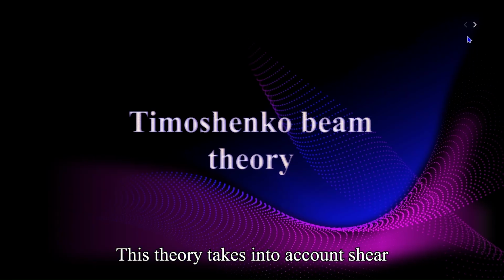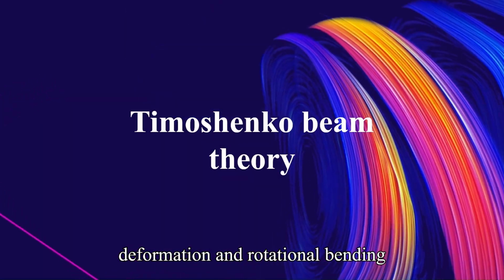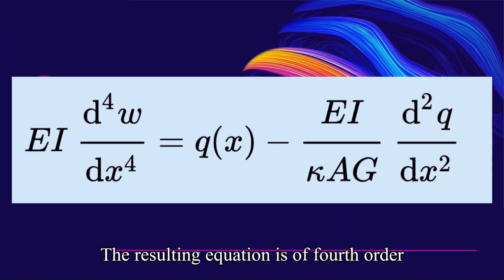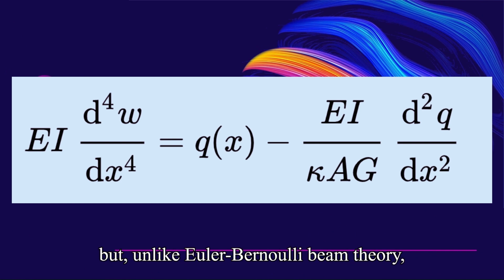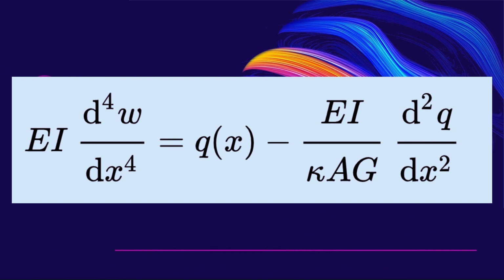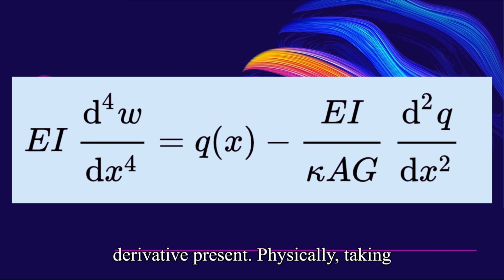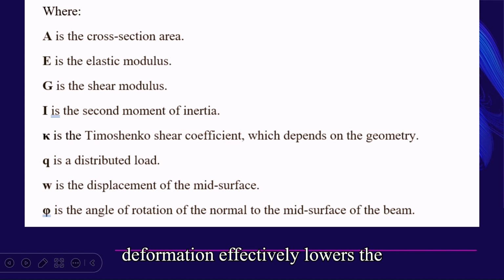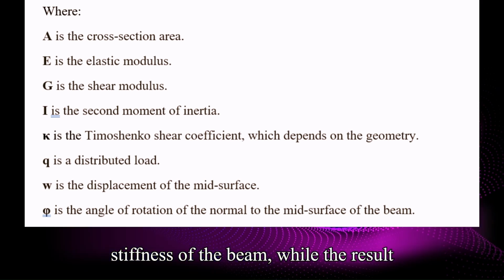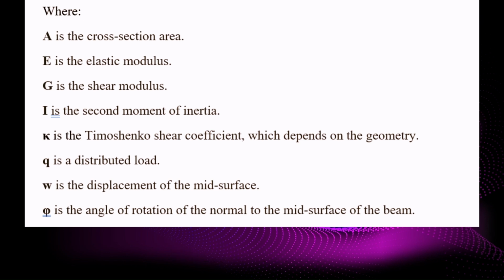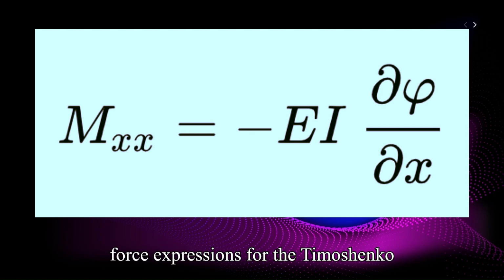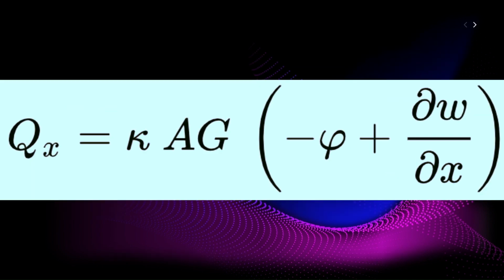The Timoshenko beam theory takes into account shear deformation and rotational bending effects, making it suitable for describing the behavior of thick beams. The resulting equation is of 4th order, but, unlike Euler-Bernoulli beam theory, there is also a 2nd-order partial derivative present. Physically, taking into account the added mechanisms of deformation effectively lowers the stiffness of the beam, while the result is a larger deflection. Here are the bending moment and the shear force expressions for the Timoshenko beam.